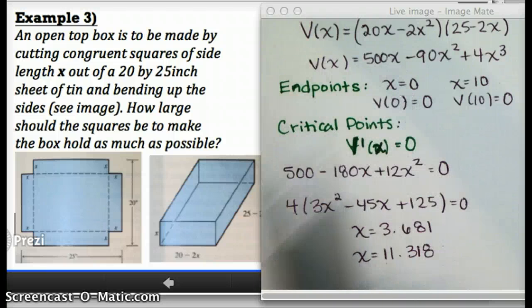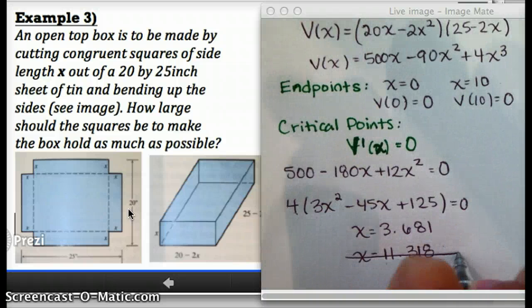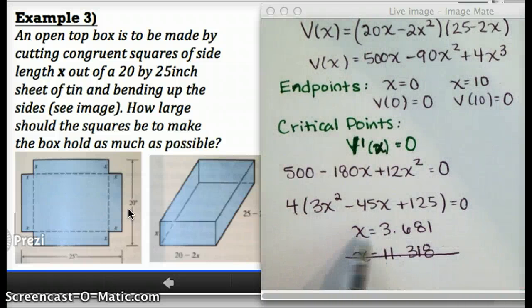We said whatever amount we cut out of this shape, it has to be more than 0 and less than 10. Well, 11's more than 10. So even though mathematically we came up with this critical point, given the situation and our understanding of it, we're actually going to ignore that number. And we're only going to pay attention to 3.681.